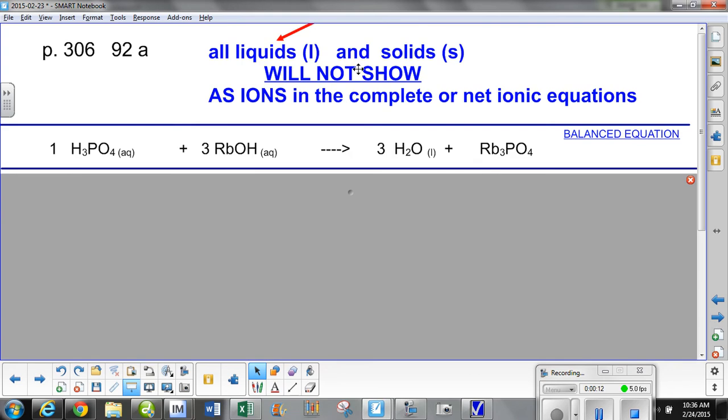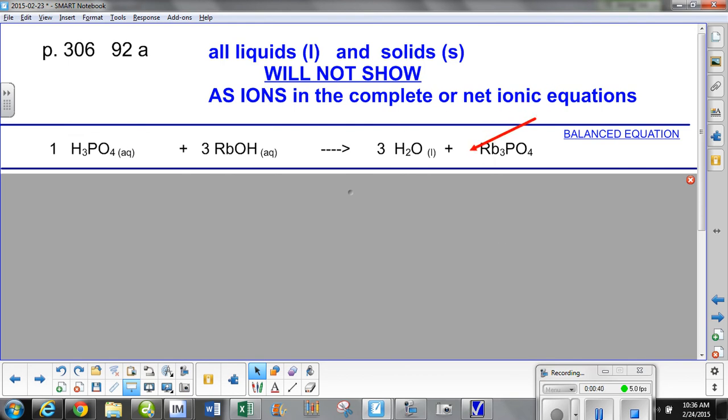First of all, you have to know that when you're writing either complete or net ionic equations, all liquids and all solids are not going to show, they absolutely will not show as ions in the complete or the net ionic equation. Now, as you go down here, you're going to see just a regular complete equation.